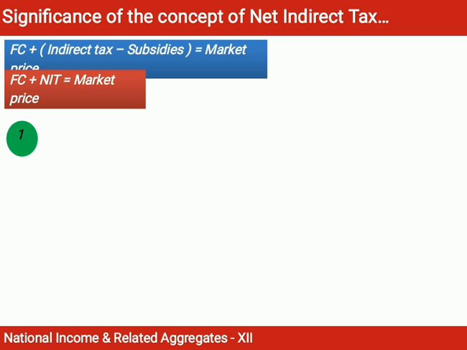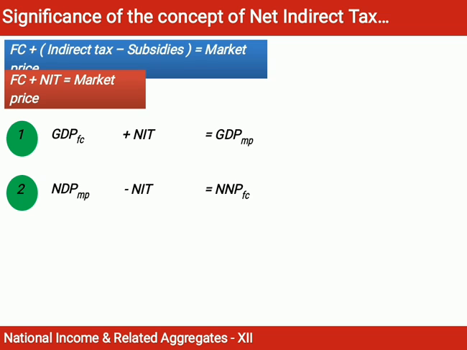Some of the important conversions are as below. First, GDP FC plus NIT: when we add net indirect taxes to the factor cost, we get market price. So GDP at FC plus NIT equals GDP MP. And next, NDP MP minus NIT equals NDP FC. Net domestic product at market price: when we subtract net indirect taxes from market price, we get factor cost.